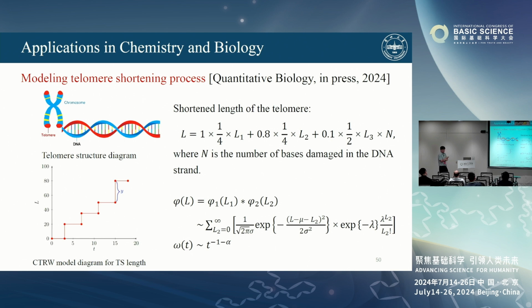Most of the previous work is for physical processes. Here we also try to model a telomere shortening process, the shortening of its length. Based on the CTRW framework, we build the model, getting the distribution of waiting times and the distribution of jump lengths. The length should follow this way, with several factors to consider for the jump lengths. We can use this to model the shortening process of the telomere. This is one application.